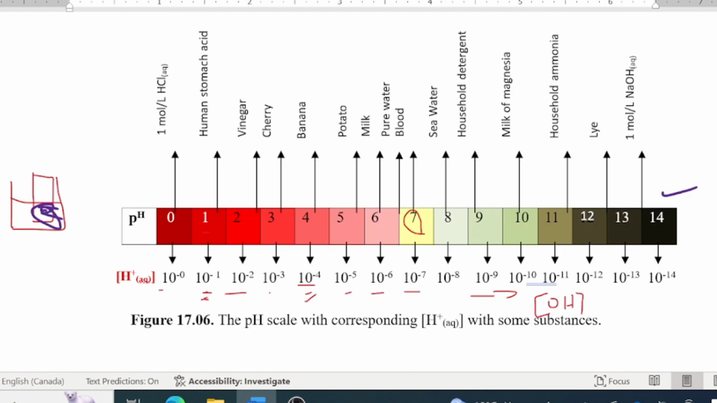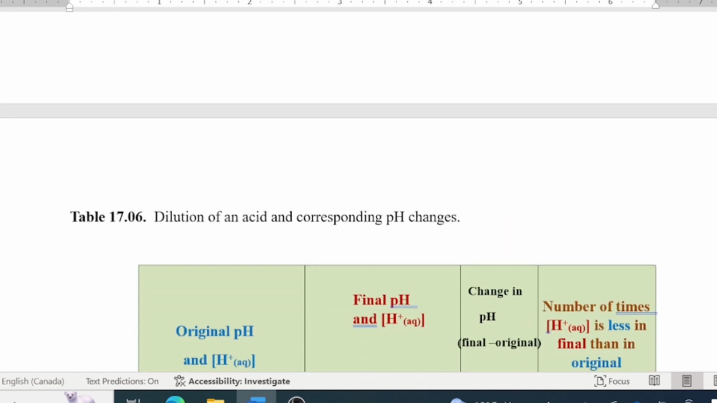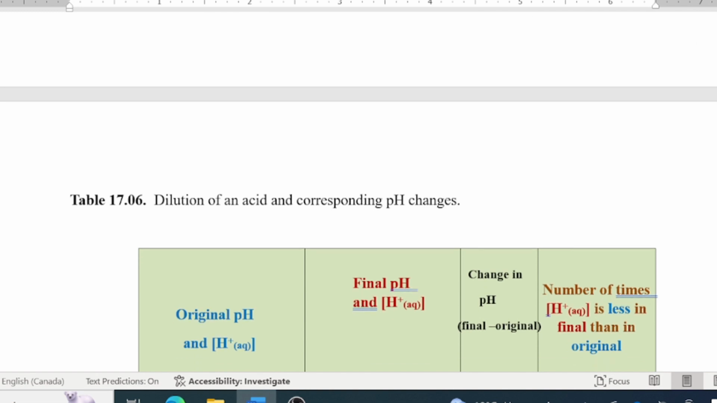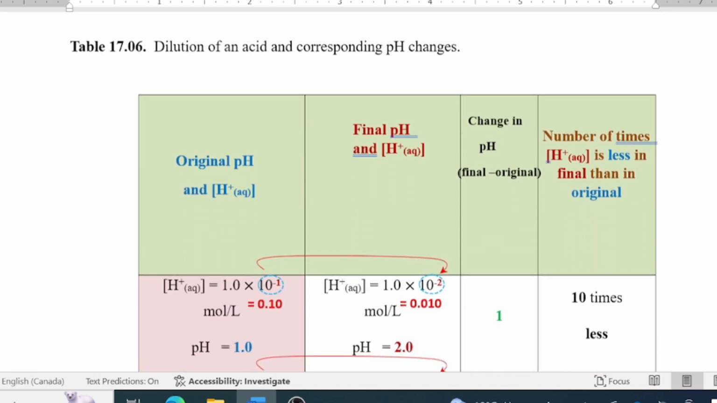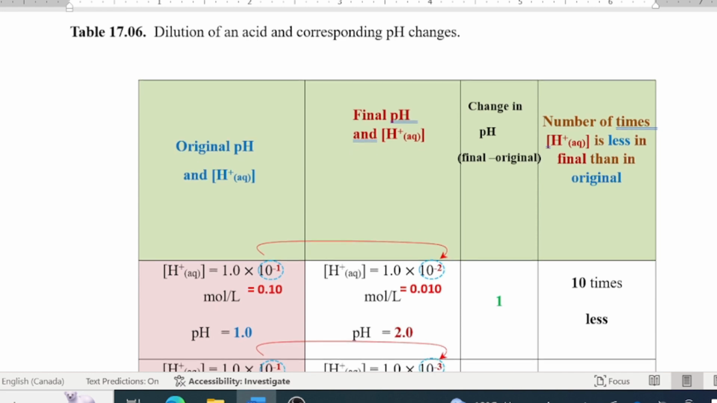You can see some common substances, and you can see what pHs they have. Cherry is going to be somewhere, banana here, vinegar here, okay, stomach acid is here, very acidic, okay? And then you can see how some household products also have basic things and what their pHs are, okay? So you look at this table here that shows you how pH changes with dilution of an acid.